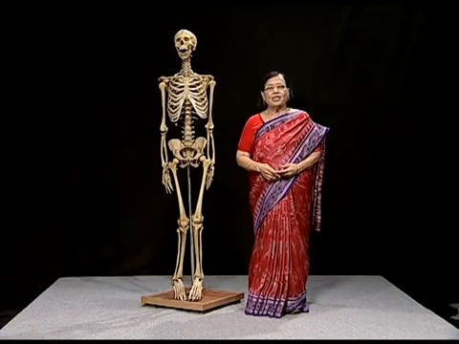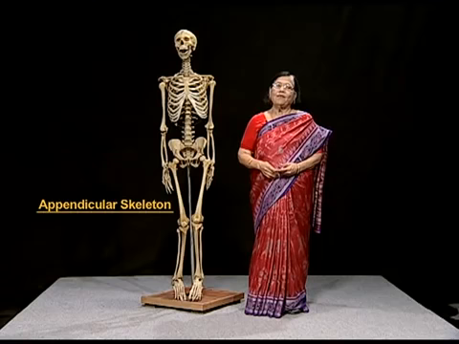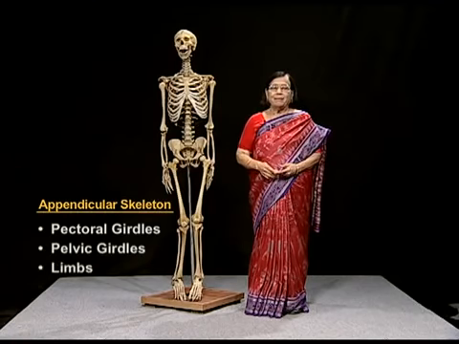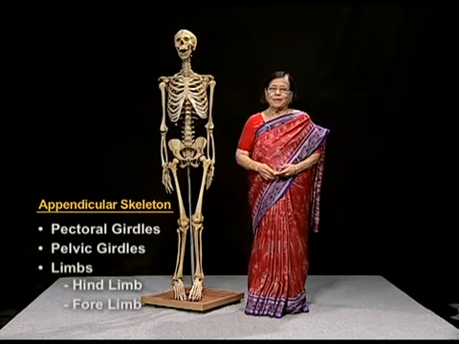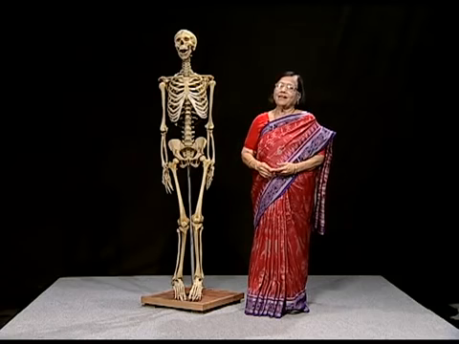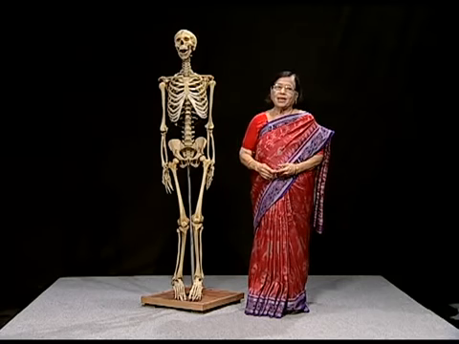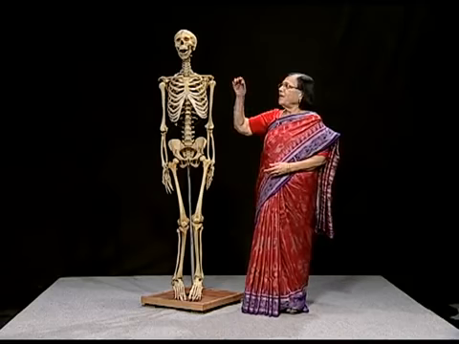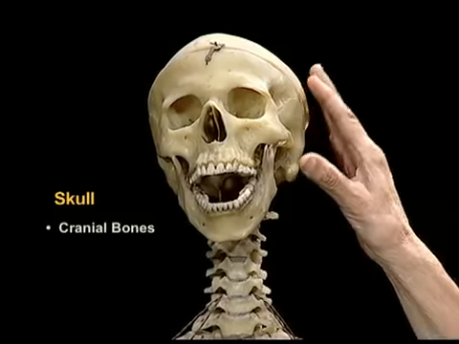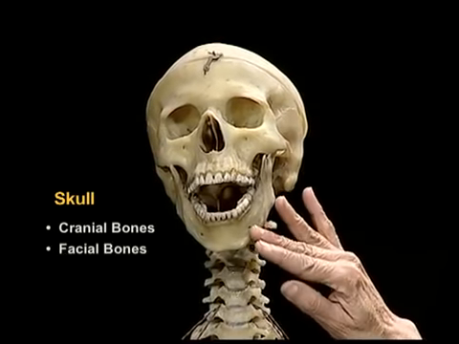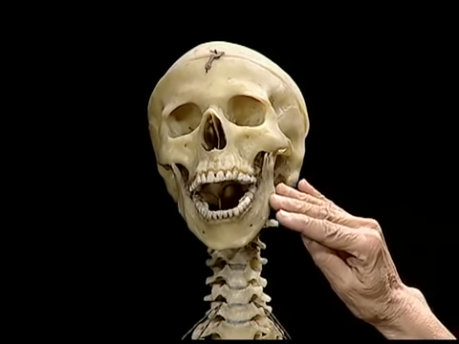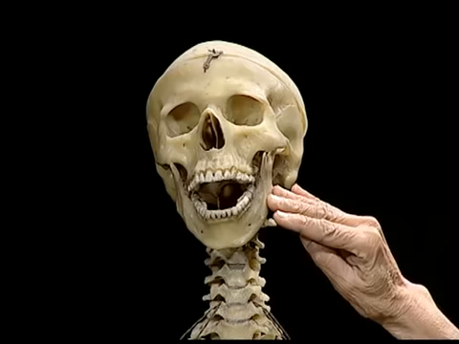The other division is the appendicular skeleton, which includes the pectoral girdle, pelvic girdle, and the limbs, hind limb and forelimb. Let me start explaining the bones in this skeleton, starting with the head, which is part of the axial skeleton. You can see the skull here, it has two parts, the cranium and the facial bones. There are 8 bones in the cranium and 14 bones in the facial region.